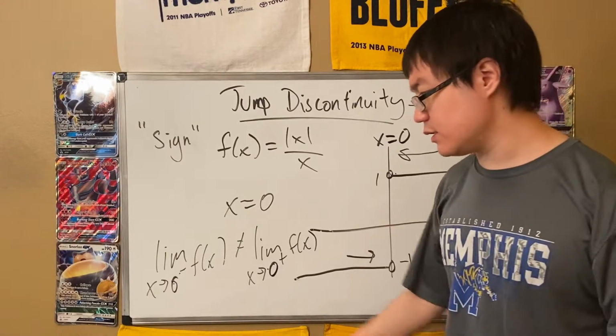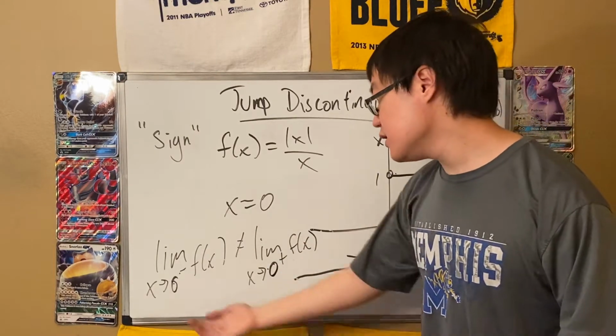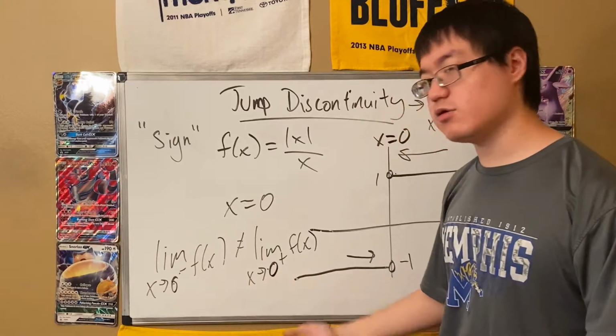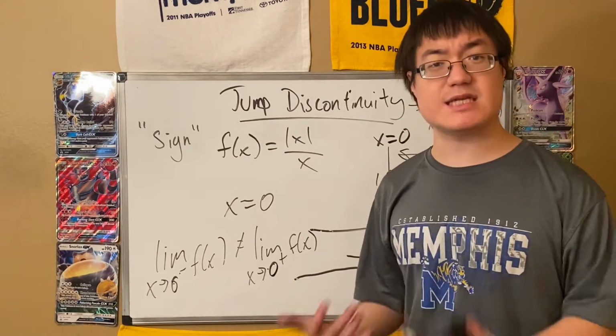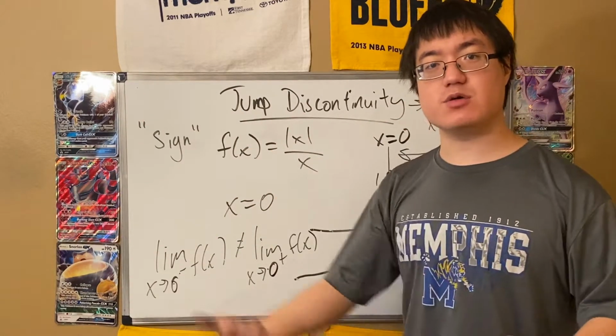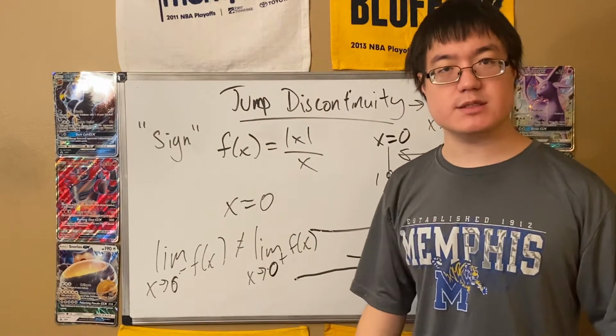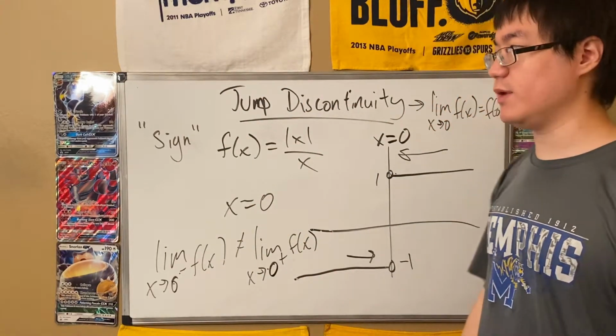And again, why doesn't this exist? When I fix my mistakes, notice that it's because the left limit doesn't equal the right limit. You're not approaching the same number as you go from both sides. You're approaching different numbers, so the limit doesn't exist. There's no way that this function can be continuous.